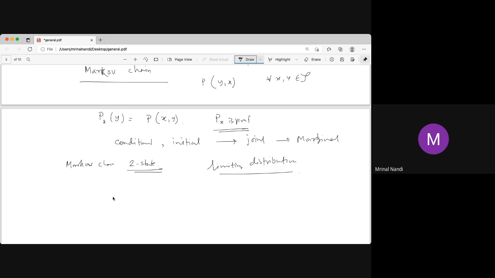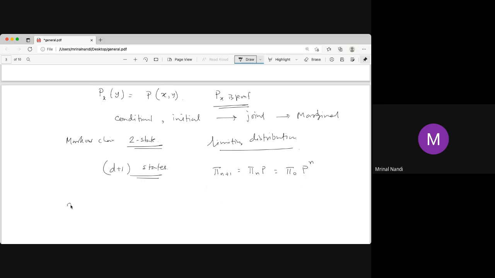And then we discuss the Markov chain with d plus one states, and there is a (d plus one) by (d plus one) transition matrix. And we see some result on the marginal, which is actually the initial distribution times P to the power n, where P is the transition matrix.